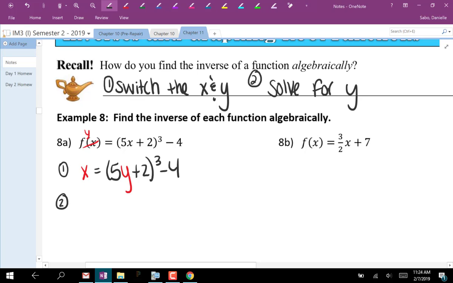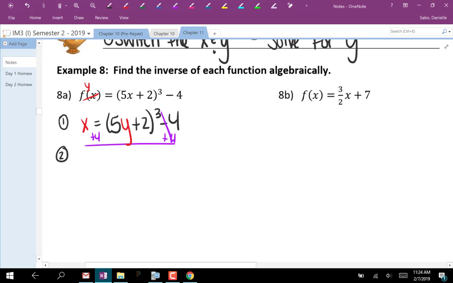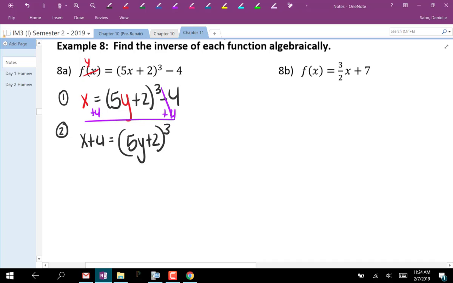So we're going to add 4 to both sides. So I'm going to add 4, add 4. Now remember, that 4 does not add to the x. So I have x plus 4 is equal to 5y plus 2 all to the 3rd power. I'm going to take it slow on these ones just so that we get used to it. And I'm going to write all the steps down until, again, you get used to it. Then you can decide if you want to skip steps or not.